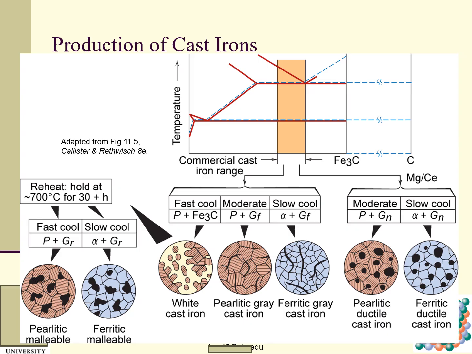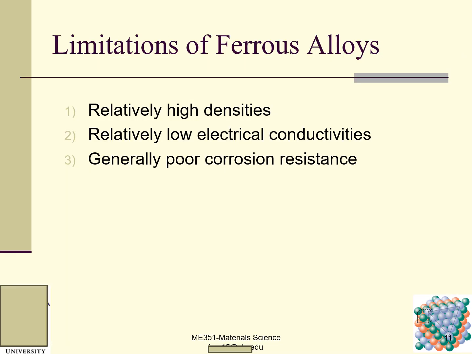This is slow cooling. We have alpha plus graphite. This is the nodular graphite here. So this is applied to ductile cast iron, so the ferritic ductile cast iron.